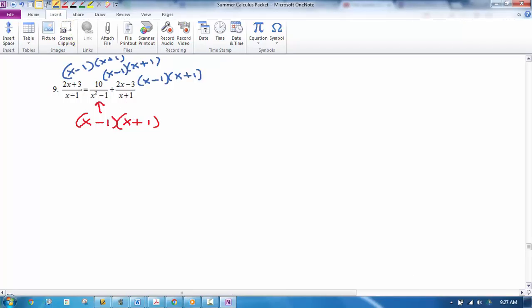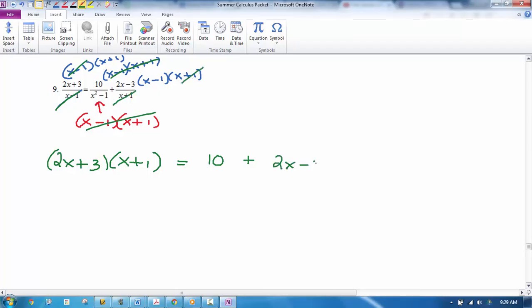And so now what we'll have is that this will cancel. Use a different color. This will cancel. And I'll have left over on the left side 2x plus 3 times quantity x plus 1. And then this whole thing will cancel, top and bottom here, so I'll just have 10 on the right side. And then x plus 1 cancels with this x plus 1, and I have left 2x minus 3 times x minus 1.